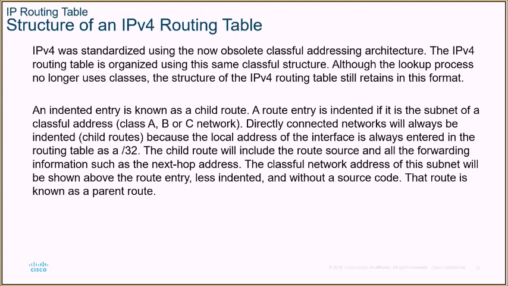Directly connected networks will always be indented child routes, because the local address of the interface is always entered as /32. The child route will include the route source and all the forwarding information such as next hop address. The classful network address of this subnet will be shown above the route entry, less indented and without a source code. That route is known as a parent route.